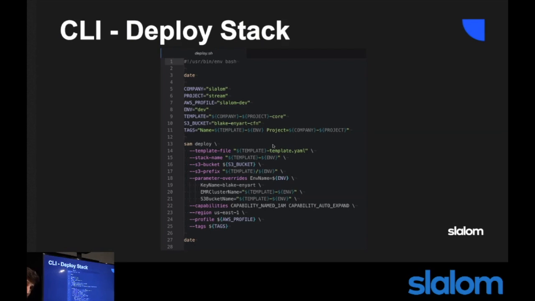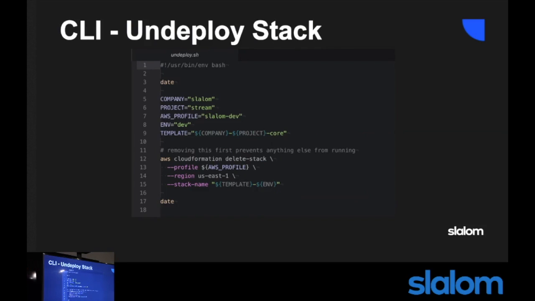That's all it was. I don't want to dig into this very much, but I'm just showing you how you can use this to speed up your development. So the next thing is the undeploy. Literally the opposite. CloudFormation, delete stack. And this is how you tear down the whole stack.